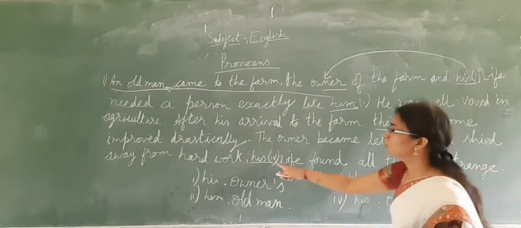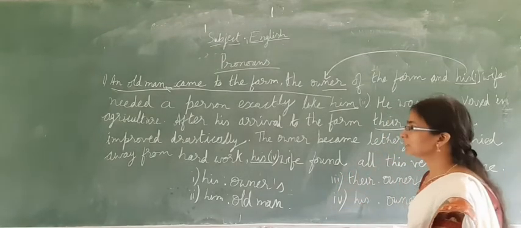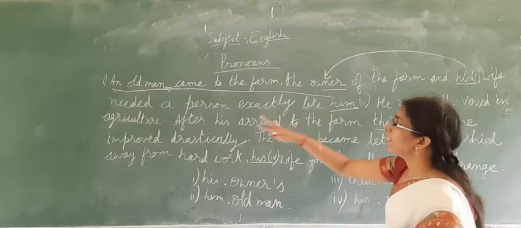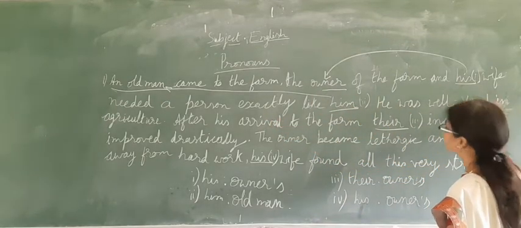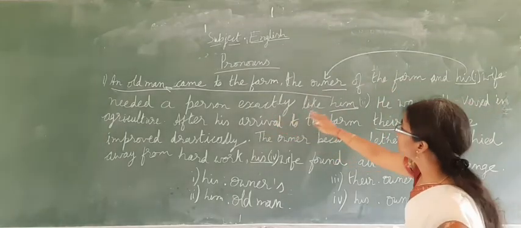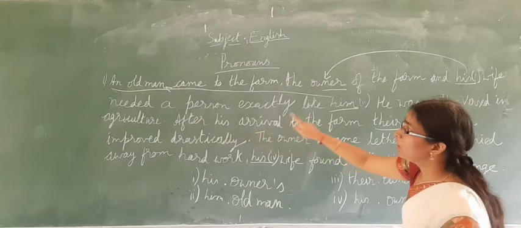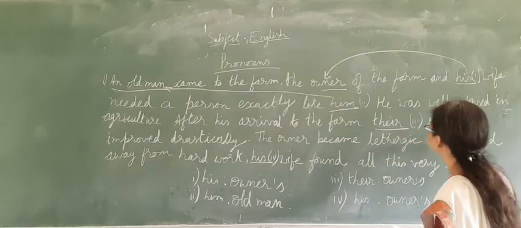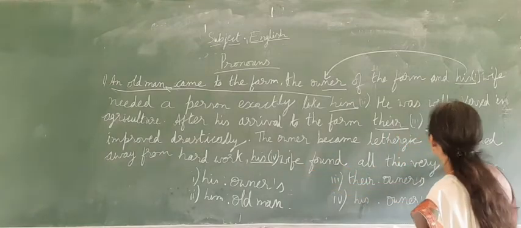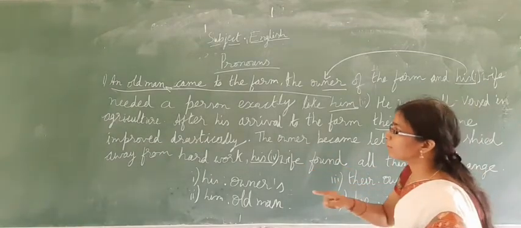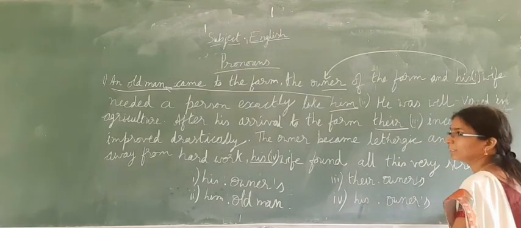His wife, owner's wife. Let us go through the pronouns you have written. An old woman came to the farm. The owner of the farm and his wife needed a person exactly like him. He was well versed in agriculture. After his arrival to the farm, their income improved drastically. The owner became lethargic and shied away from hard work. His wife found all this very strange.